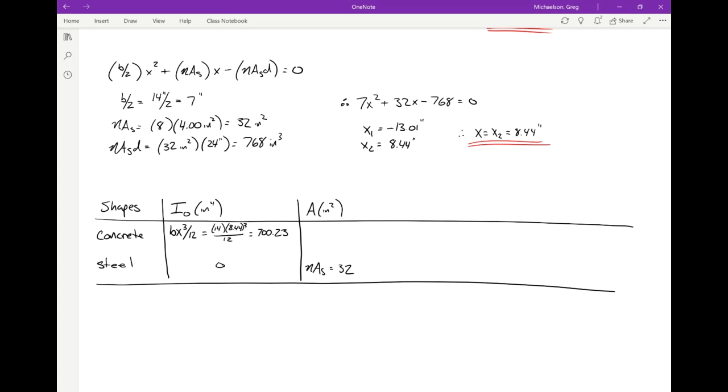And I'm foregoing units because it's there on the top of the table. All these are, for instance, in square inches. The area of that box of concrete is just B times X. So BX is 14 times 8.44, which is 118.09.